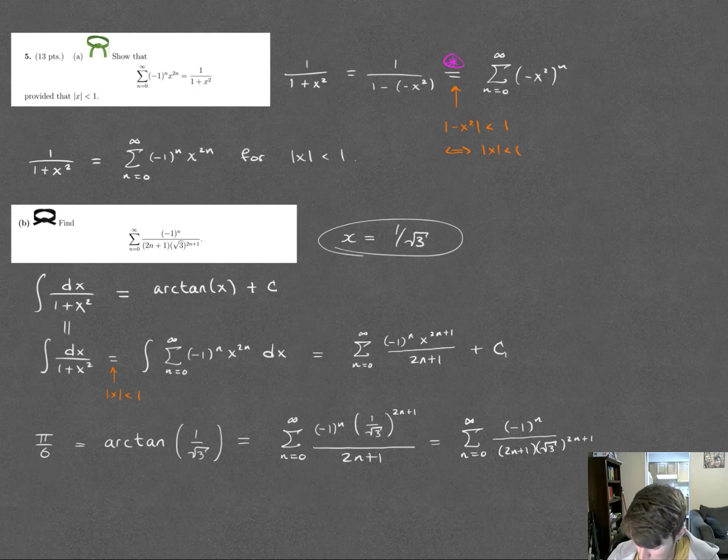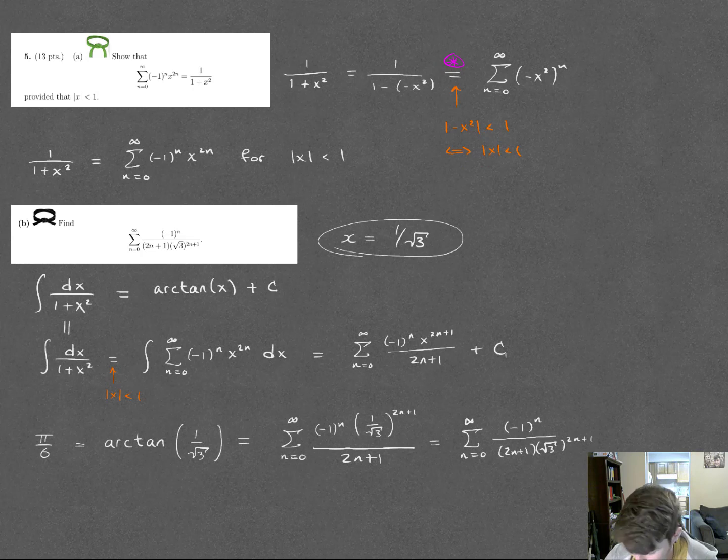So that's an example of the evaluation if you ever encounter this series in the wild. Now, not only do you know that it converges, but you know it converges to pi over 6. Okay? So that's the end of this lecture.